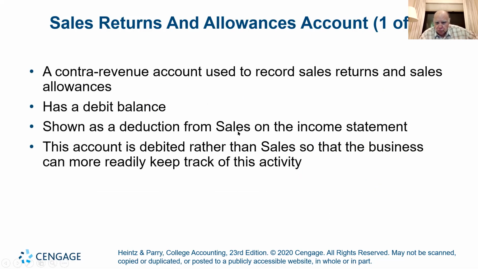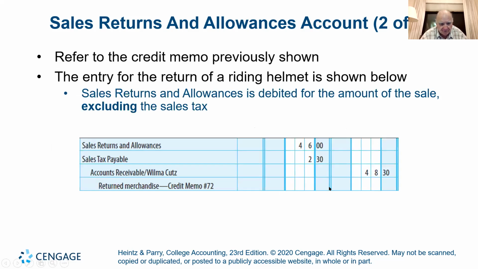And it's going to reduce our gross sales. And this account is debited rather than sales so that the business can more readily keep track of this type of activity. Now, if you did debit sales because you didn't know what you're doing, the financial statements would come out okay, but this company will lose an opportunity to examine what truly happened. This company wants to know how much of our stuff is being returned to us. Why is it being returned? Do we have a policy where we're too lenient taking returns back? That's the kind of information you need to separate into the sales, returns, and allowances account.